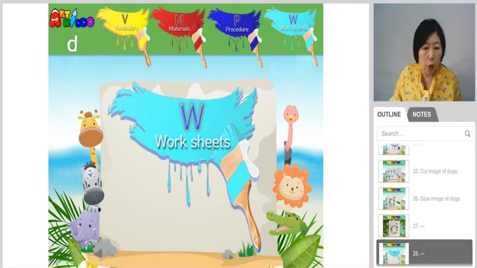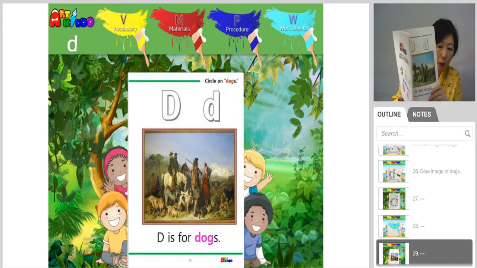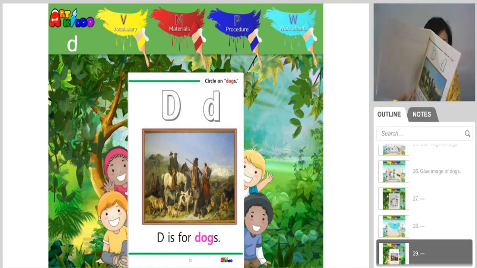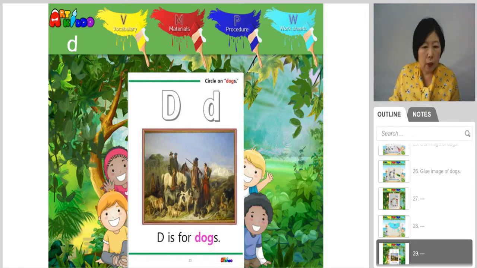Let's look at the worksheet. We have workbook like this, and here is D worksheet. So originally it comes from the workbook. D is for dogs.